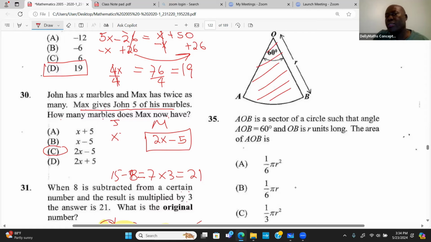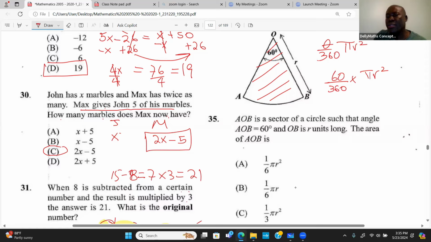Remember that the formula to find the area of a sector is theta, the central angle, over 360, times pi r square. Why pi r square? Because a sector is just a part of a circle. So the same formula for the area of a circle will be used, except that we're dealing with a fraction of it. What fraction are we dealing with? We're dealing with 60 out of 360 times pi r square.